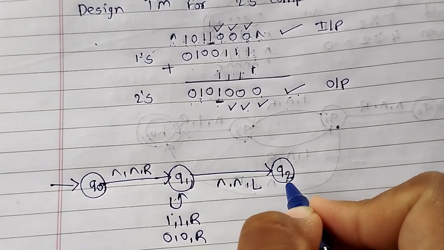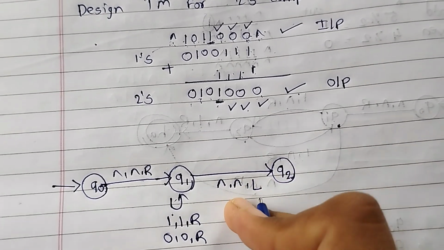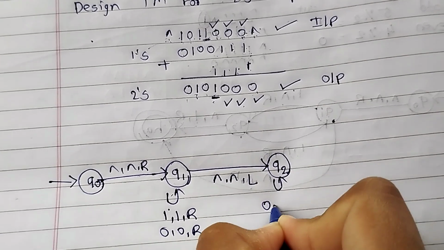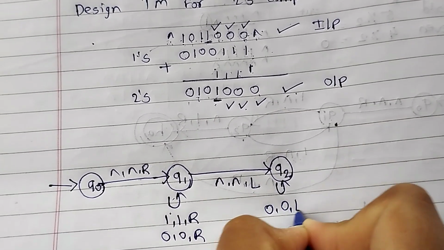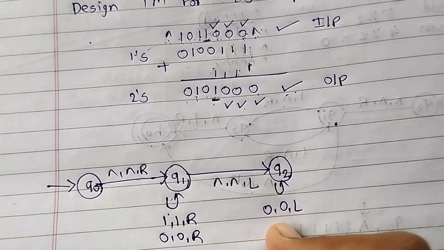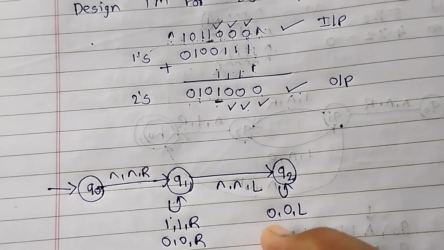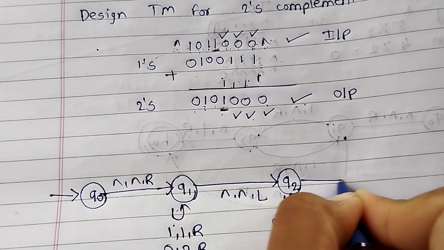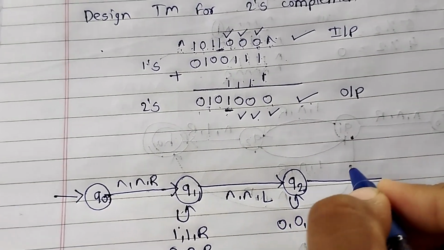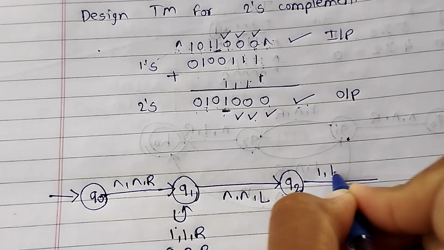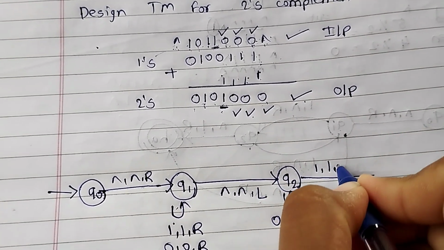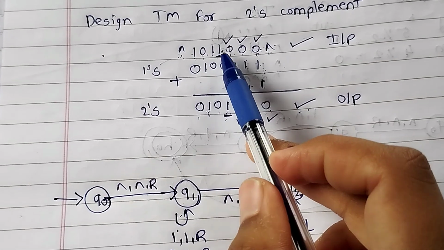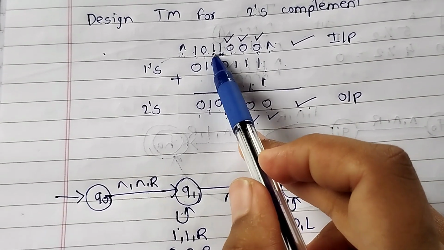Now here, after the null value, if you read 0, then keep the 0 as it is and move to the left, covering all the zeros after the null. When you finish all the zeros, you read 1. If you read 1, then keep that first 1 as it is and move to the left.